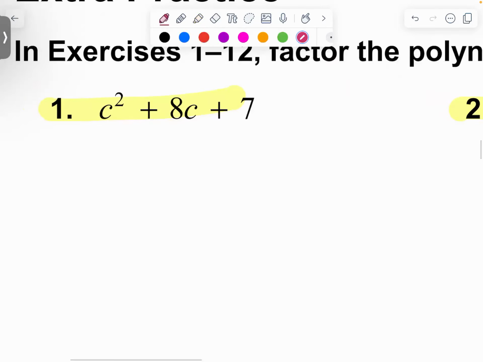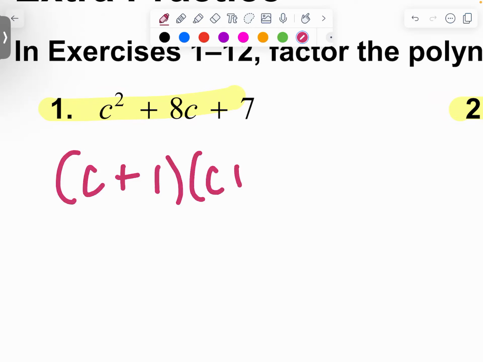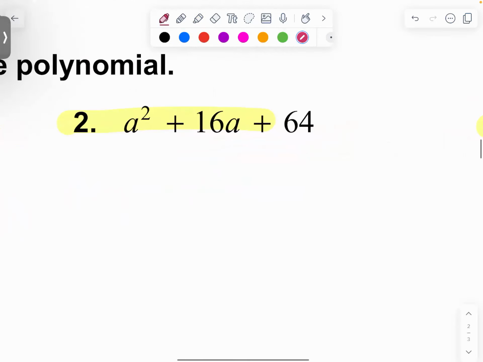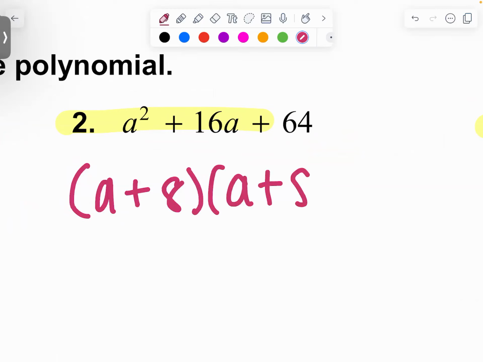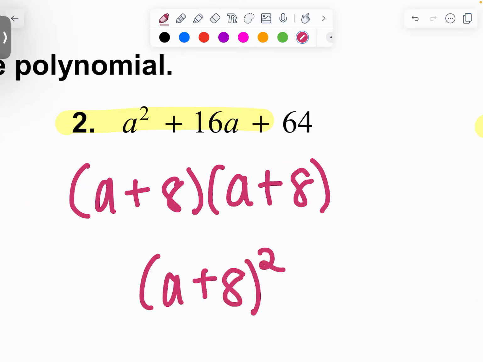Haley, what do you have for number 1? Okay, 1 times 7 is 7. 1 plus 7 is 8. That looks good. Reese, what about for number 2? A plus 8 times A plus 8. 8 times 8 is 64. 8 plus 8 is 16. You could, if you are really fancy, write this one like this. Not necessary, but.